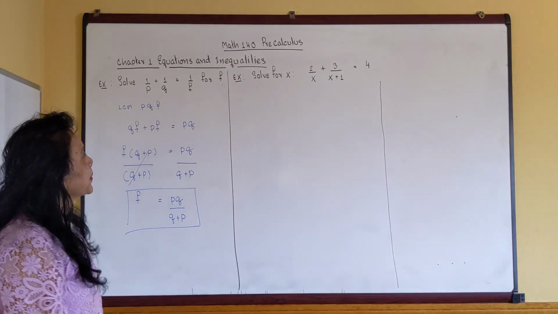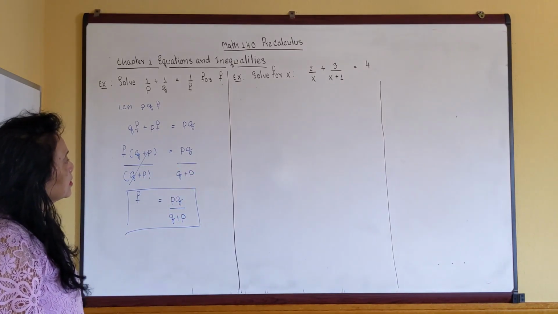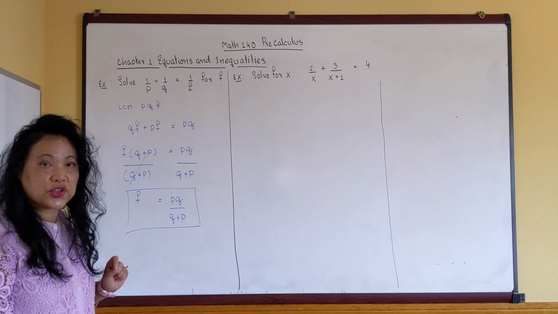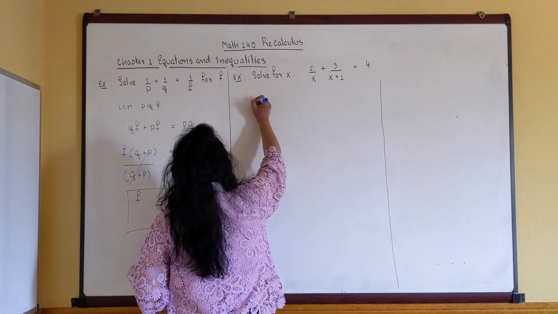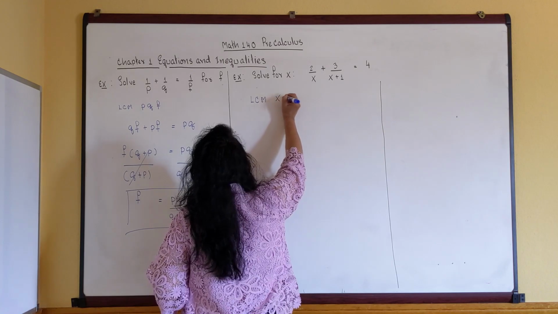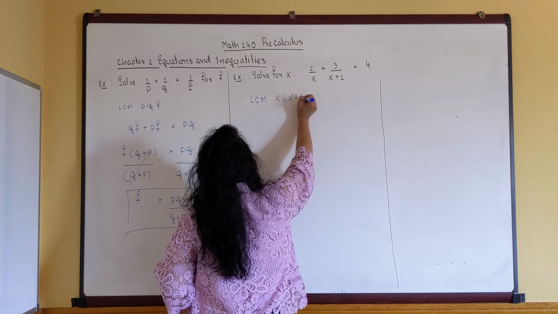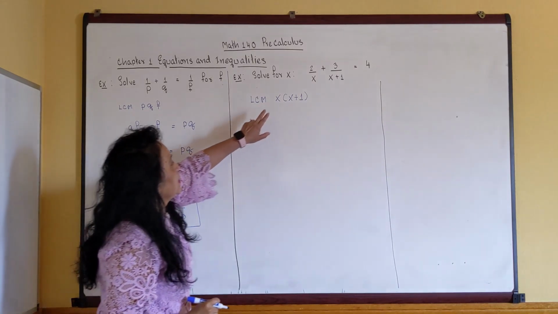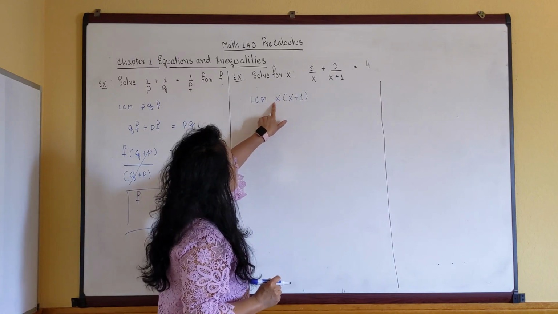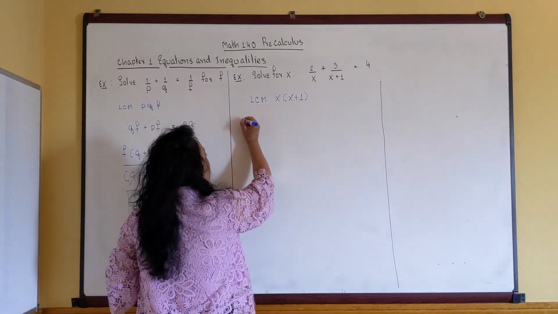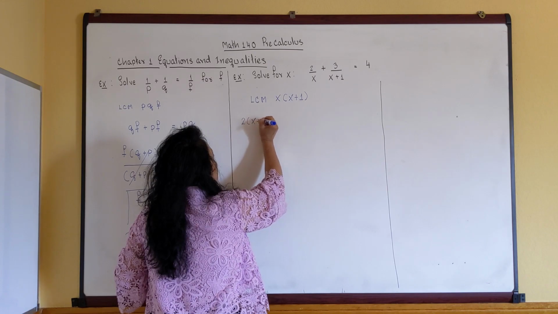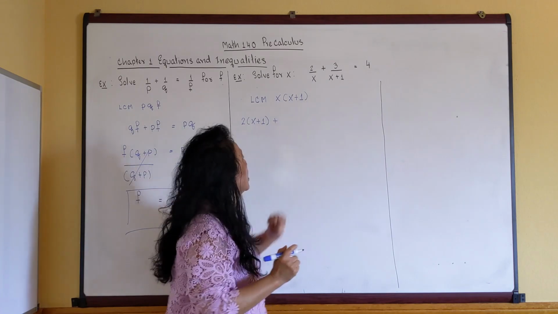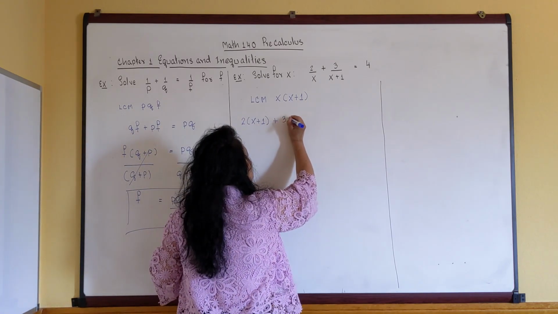That's for linear. Now let's look at the next example. It's somewhat similar. I want to get rid of the fraction, so my LCM is x times x plus 1. Now I'm going to multiply everything on the left and on the right by this LCM. In the first term, the x and the x will cancel out, so I'm left with 2 times x plus 1. In the second term, the x plus 1 cancels the x plus 1, so I'm left with 3 times x.